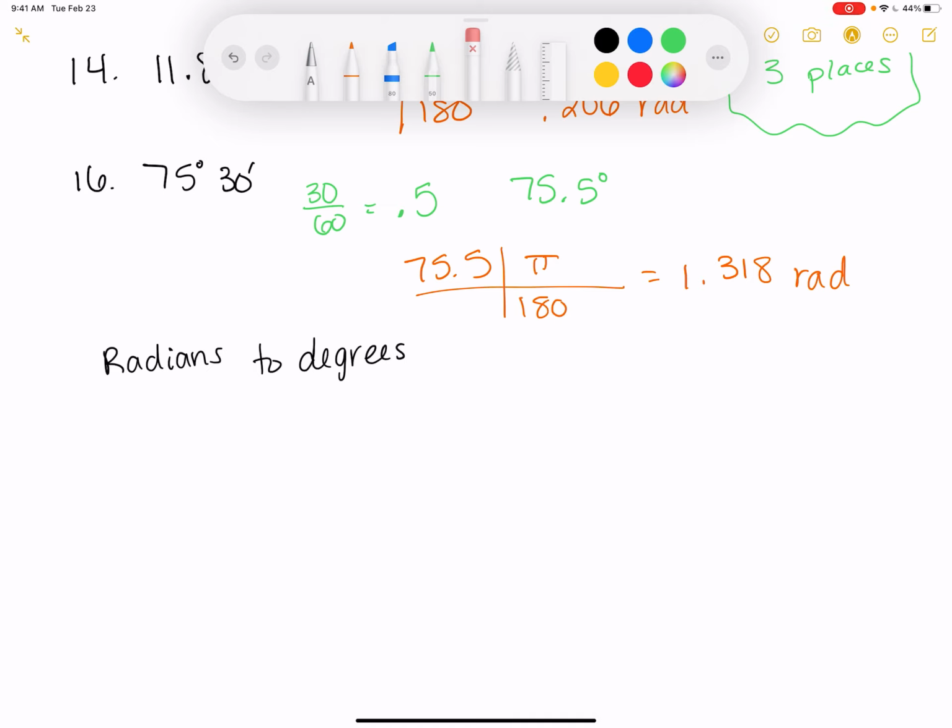All right. Pi over 4. All right. Radians to degrees. Okay. How do I set up this pi over 4? The pi on the top and the 4 on the bottom. Thank you. It's like a conversion. Yes.